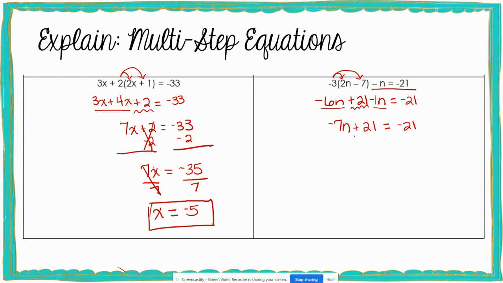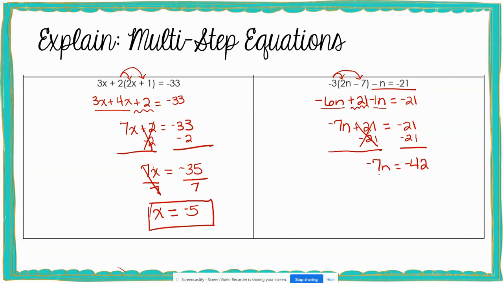Now I can solve this. So I'm going to subtract 21 from both sides. 21 minus 21 cancels to leave me with negative 7n. And then you want to be very careful here. Negative 21 minus 21 is not 0, and that is a common mistake. You want to make sure you put this in your calculator exactly as it is written. Negative 21 minus 21 is actually negative 42.